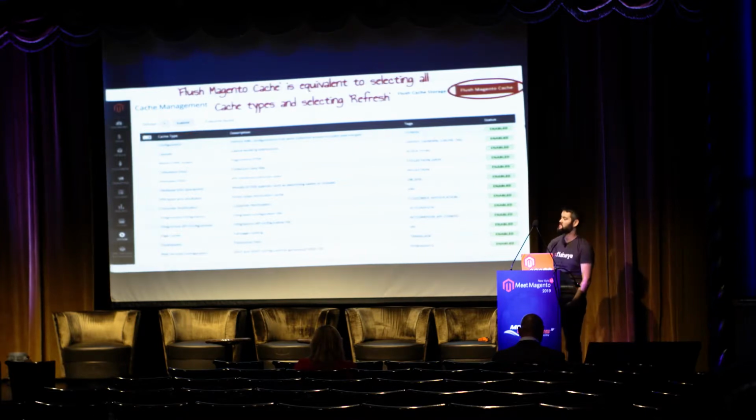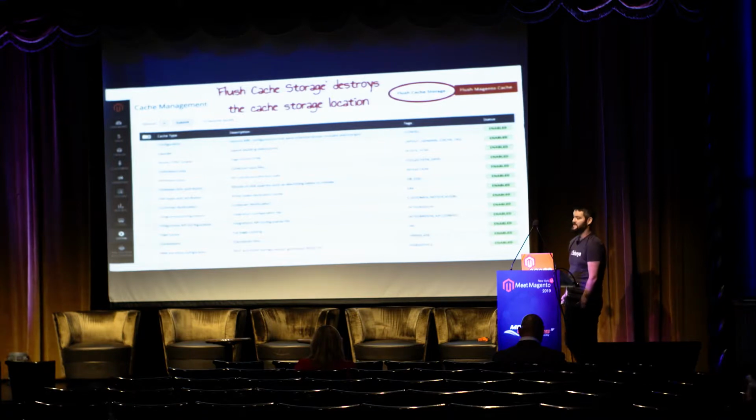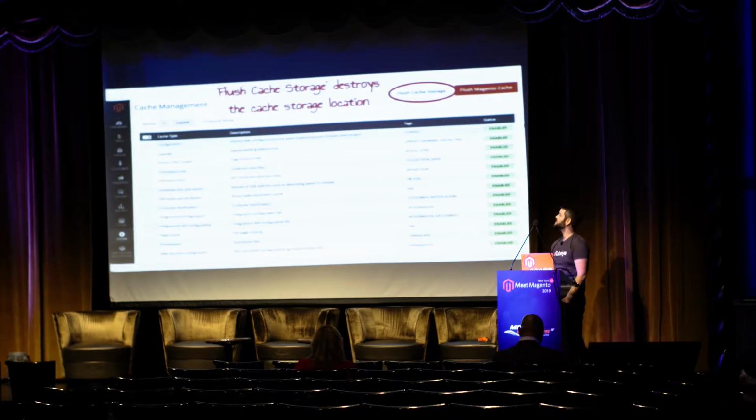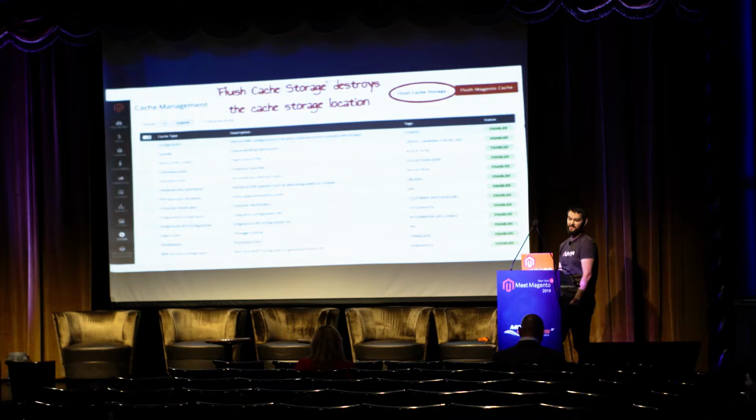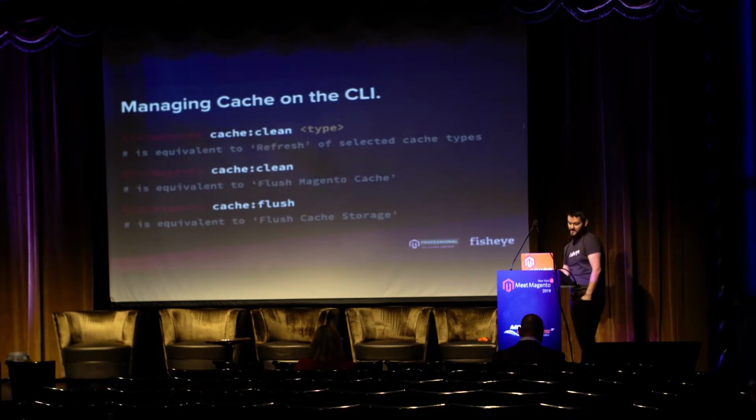If you hit the big orange button in the top right, the Flush Magento Cache button, that's basically the same as ticking all the boxes and hitting submit. Again, it's just removing things from the cache storage location. This little ominous link here does something different altogether. This destroys the cache storage location completely, and I'll come on to that in a bit more detail in a second. First off, though, I just want to show you the same on the command line.